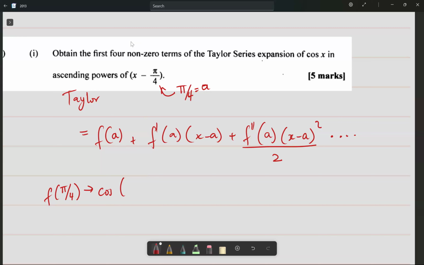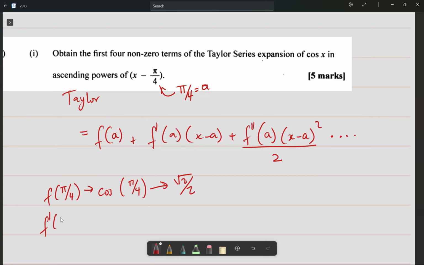Wait 1 second. Where's my calculator? I lost it. Okay, teacher. Radians.